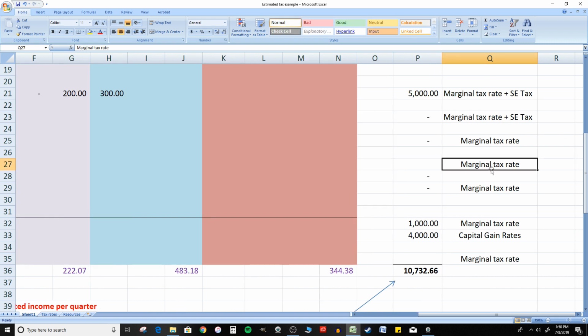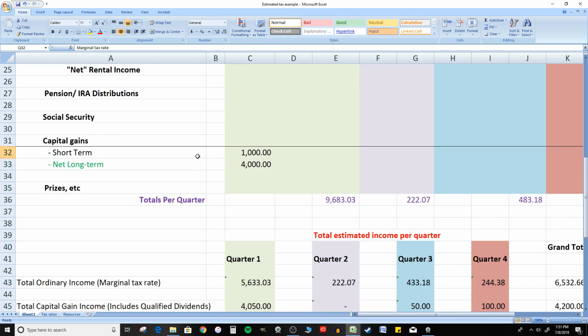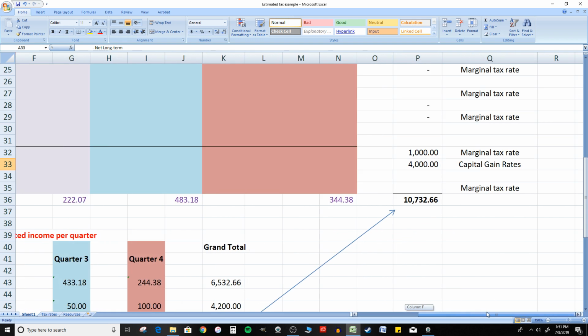Taxable pension and IRA distributions are going to be taxed at your marginal tax rate. Social Security income, if your Social Security is subject to tax, is going to be taxed at your marginal tax rate. If you have capital gain income, when you're figuring that out for your estimated tax payments, if it's short-term capital gains, that's at the marginal tax rate. If you have long-term capital gains, that's taxed at capital gain rates. And I've listed that on this spreadsheet, and this spreadsheet is designed to take that into account.